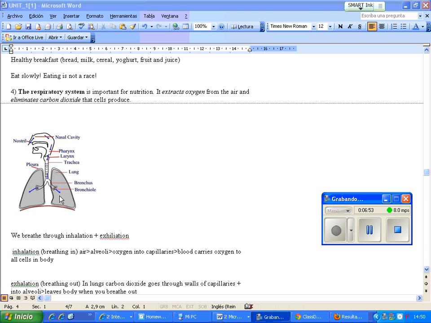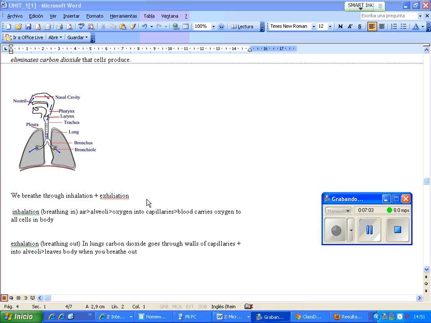Around the alveoli, there are tiny tubes called capillaries that contain blood. The alveoli and the capillaries have very thin walls, so gases can go through them.